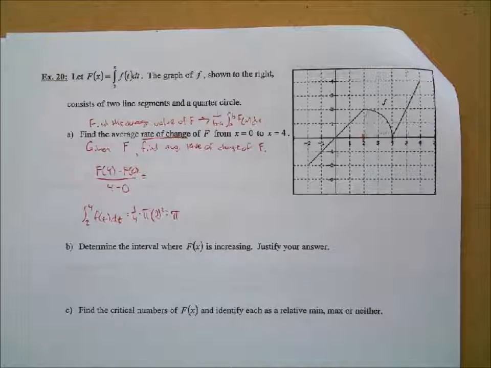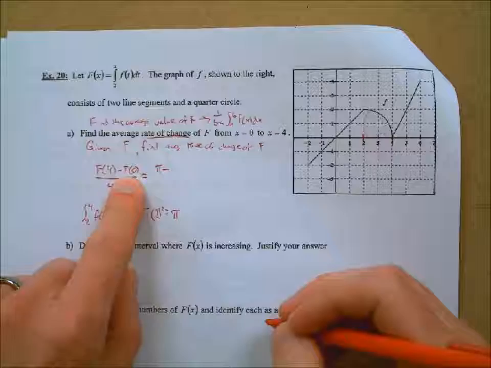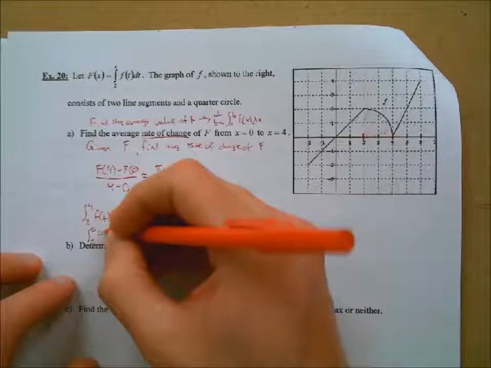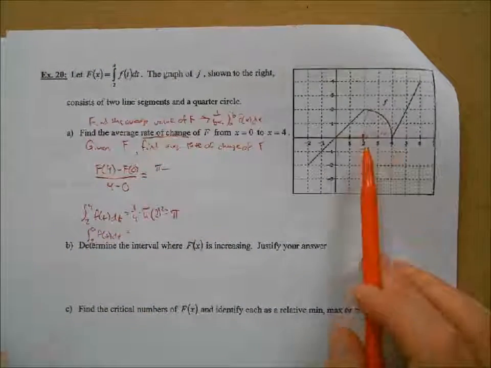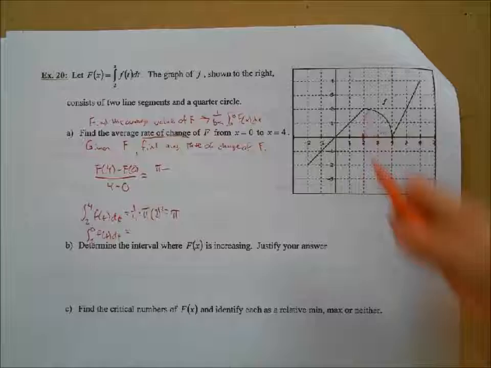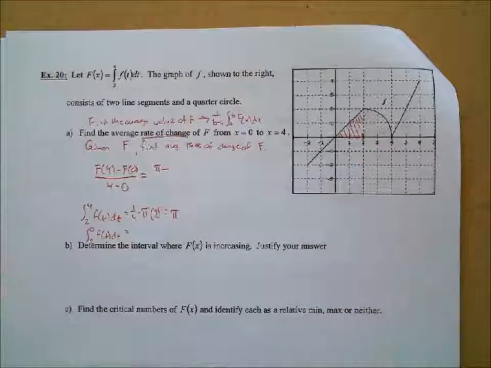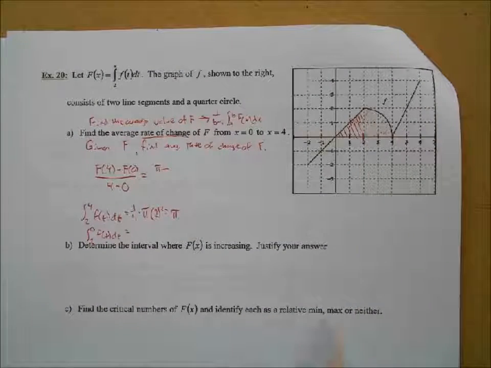So for capital F of 4, it's going to be pi minus, and then what's capital F of 0? We're going to integrate from 2 to 0 of f of t dt. So from 2 to 0, what kind of shape do we have there?